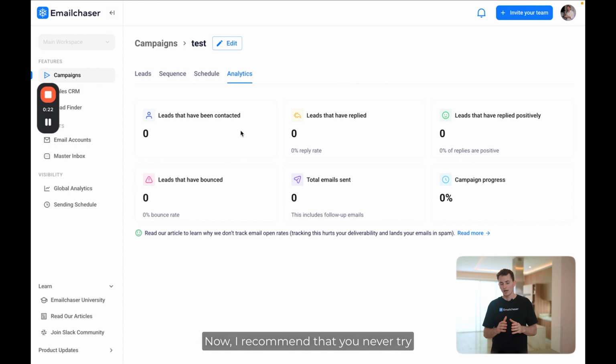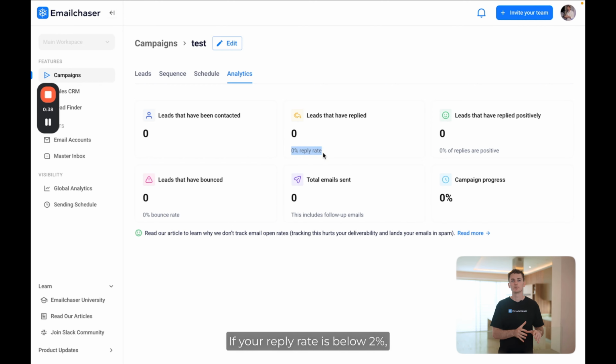Now, I recommend that you never try to scale a cold email campaign until you have at least a 2% reply rate. So where it says leads that have replied, you'll see there's a percentage here. You want to make sure that your reply rate is at minimum 2% before you start scaling. If your reply rate is below 2%, then there's probably a fundamental issue with your campaign.